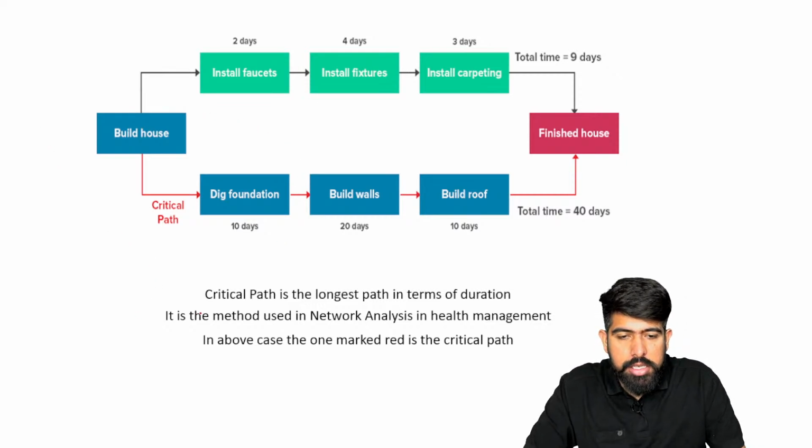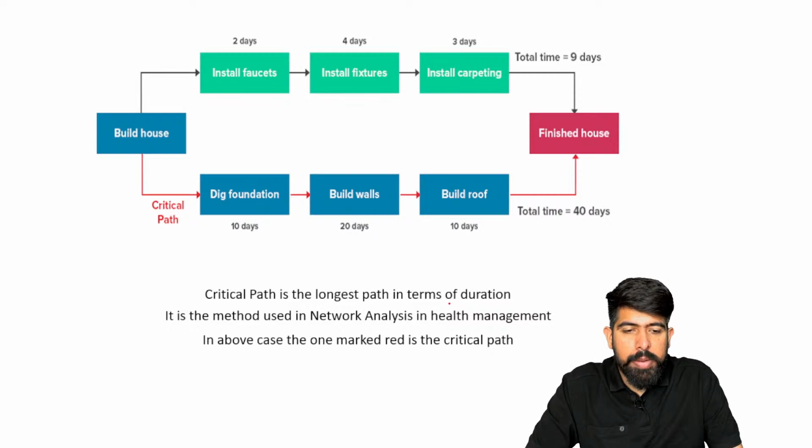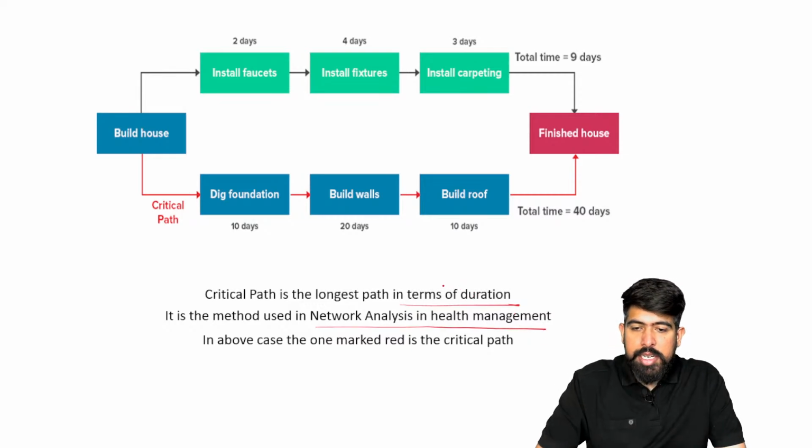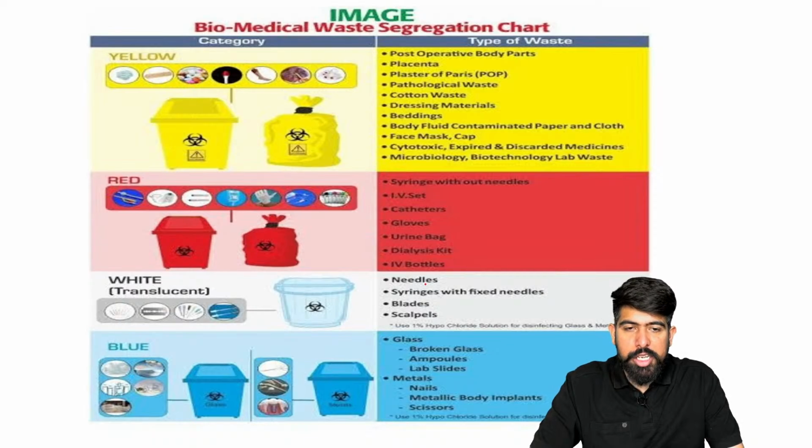Next we have the critical pathway, which is the long pathway term of duration, and this method is used in network analysis in health management.